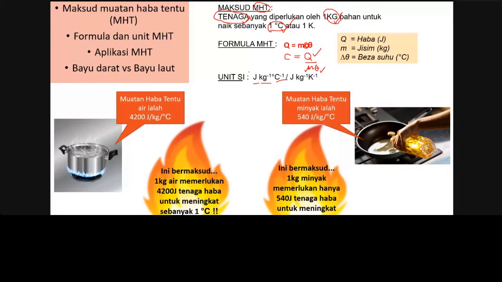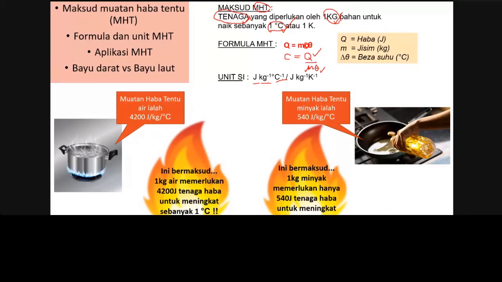Okay? Alright, so the SI unit pun mestilah ada 3 benda. Okay? So you akan ada J, joule untuk haba, over, apa ni? Over kg and degree C or Kelvin. Okay? Kali ni kita pakai degree lah. Alright, so what is specific heat capacity? So it means that kalau you tengok specific heat capacity of substance, okay, dia menunjukkan whether it's a good heat conductor or it's not.